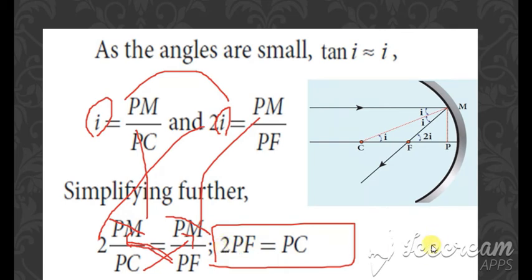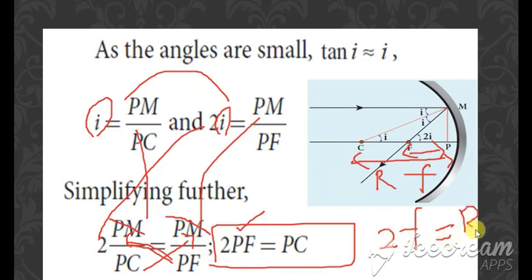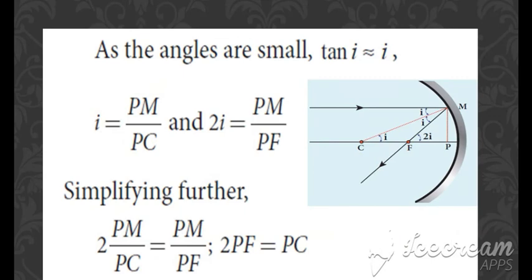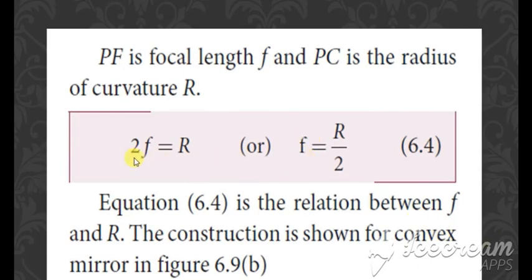Now, what is the value of PF and PC? From the pole, if we measure to F, that is the focal length. Then from the pole, if you are measuring to the center of curvature, that is R. So instead of PF we are writing F. So 2 into F is equal to PC, which is R. So this is a relation: 2 into F is equal to R, and that can also be written as F is equal to R divided by 2. So this is one more relation. Clear? So this gives a relation between F and R.